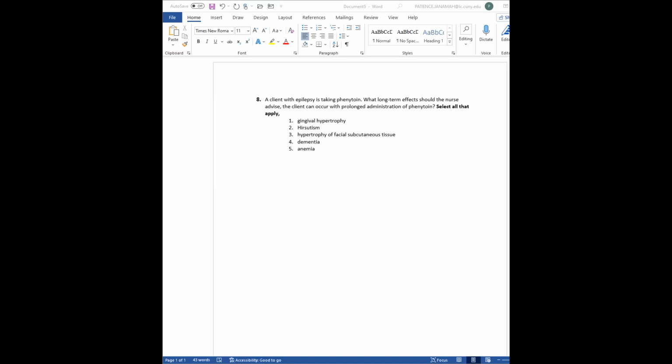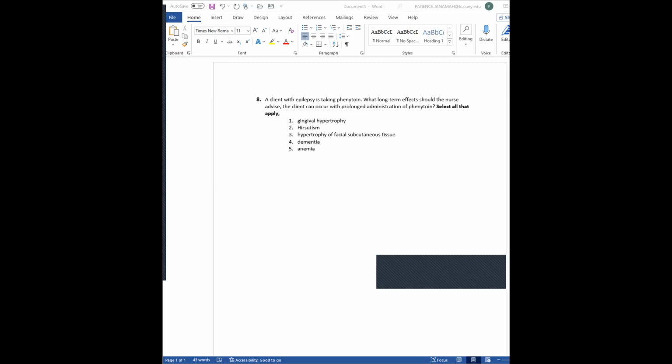You have to advise the patient to always have good dental care. Because of that, they can also develop osteoporosis as well, so you want to teach them to increase vitamin D in their diet. Do we have any questions? If not, we go on.